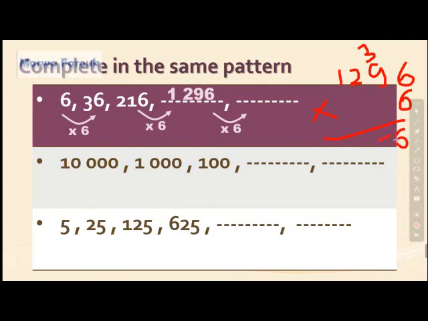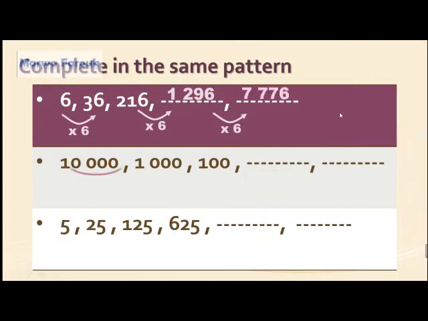So I'm going to write 7 and carry 5. Now 2 times 6 equals 12, and 12 plus 5 equals 17. So I'm going to write 7 and carry 1. Now 1 times 6 equals 6, and 6 plus 1 equals 7. So we got 7,776. Let's see if we are right. We have 7,776. We are right. Okay, now let's move to the next exercise.